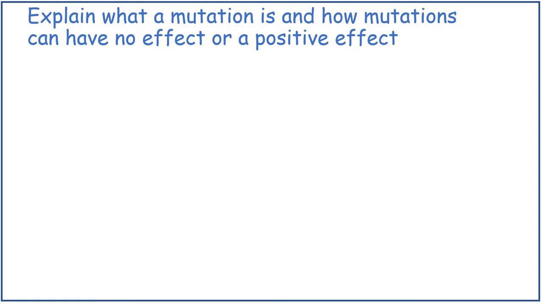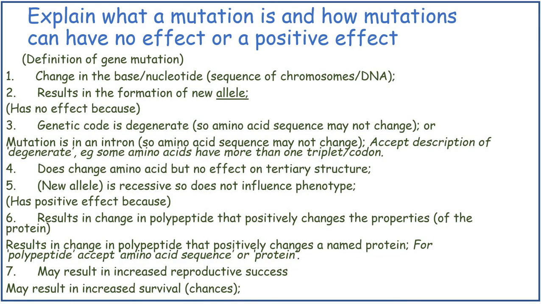Explain what a mutation is and how mutations can have no effect or a positive effect. A mutation is a change in the base sequence. This results in the formation of a new allele. Because the genetic code is degenerate, amino acid sequences may not change at all, or a mutation in an intron, so the amino acid sequence may not change, or a description of how it is degenerate, so some amino acids have more than one triplet code.